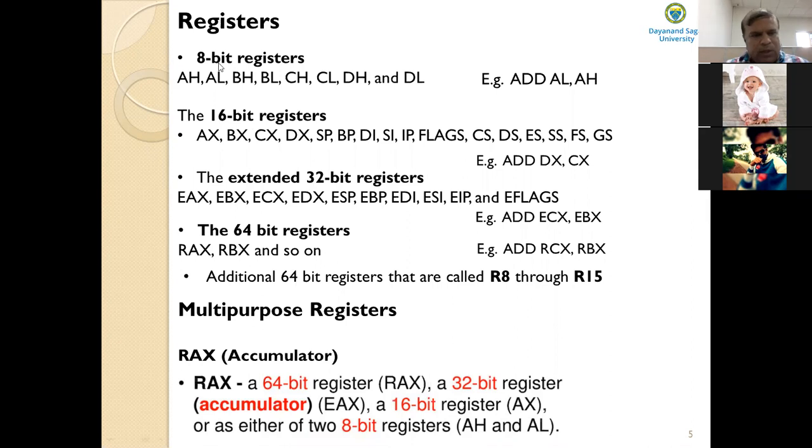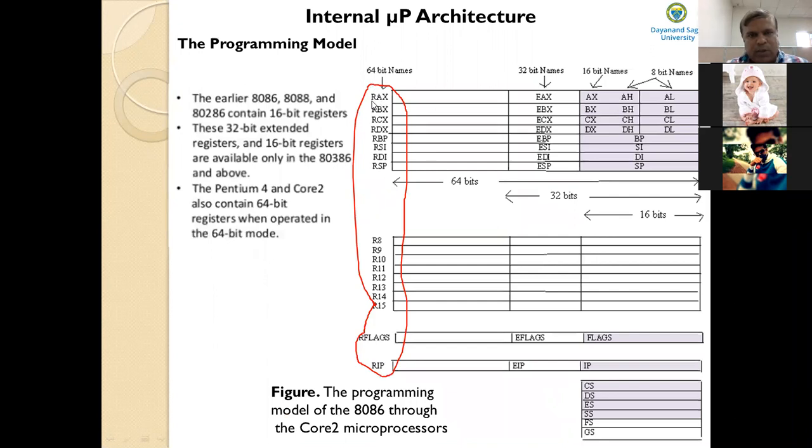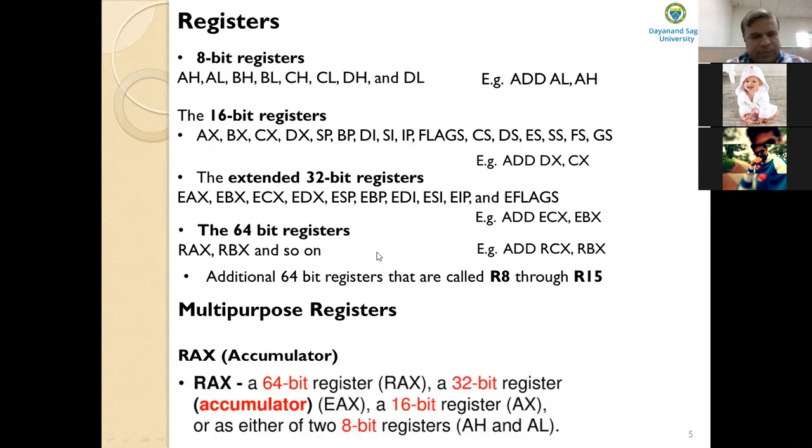So in this set of registers, from 8-bit to 64-bit, which are the multi-purpose registers? The multi-purpose registers are these. RAX: if you observe the diagram here, we have the register RAX. If you use it as a 64-bit register, what is the name? The name of the register is RAX.